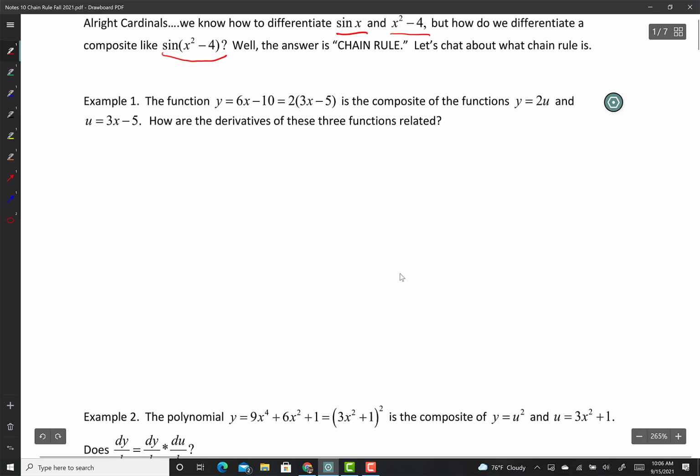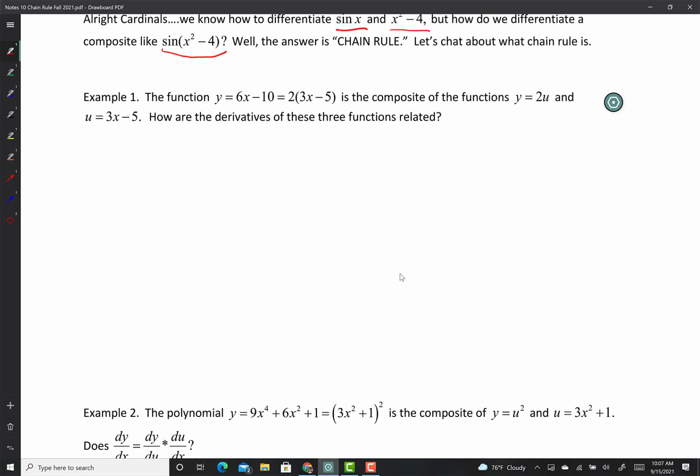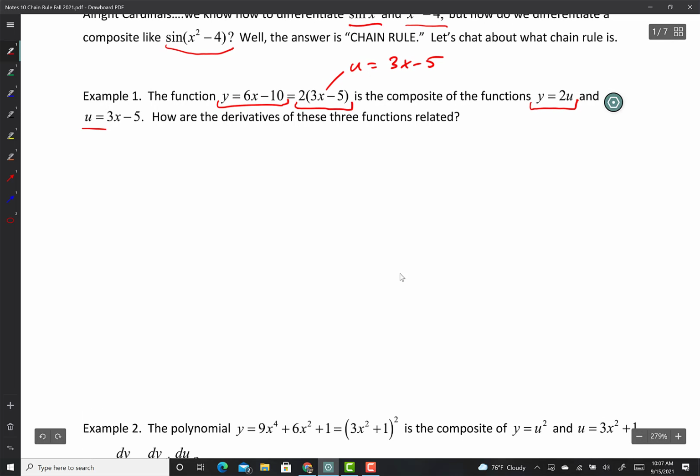All right, so look at this function. I have an equation, y equals 6x minus 10, and I broke it up. You would never do this in real life, but we broke it up so we can see how the chain rule works. Now check it out. It is a composite function of y equals 2u, where u equals 3x minus 5. Does that make sense to you guys? How are the derivatives of these three functions related?